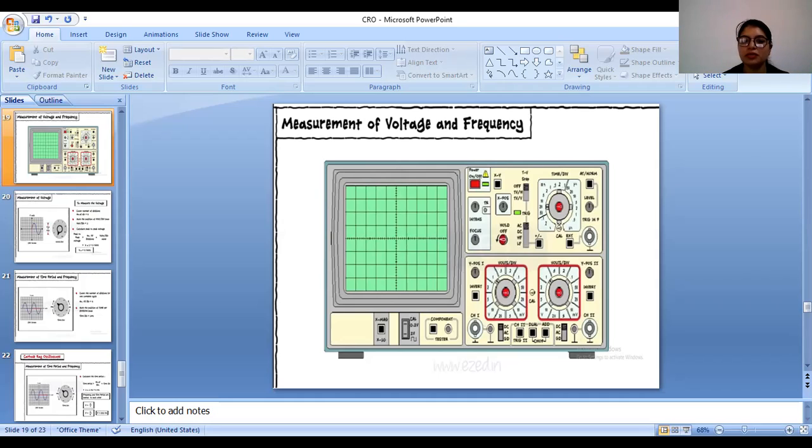I hope the concept of CRO, CRT tube, and the measurement of voltage, time and frequency is clear to you now.